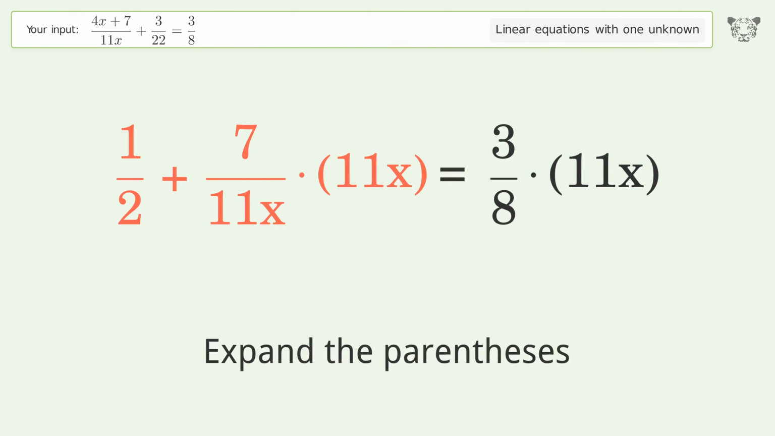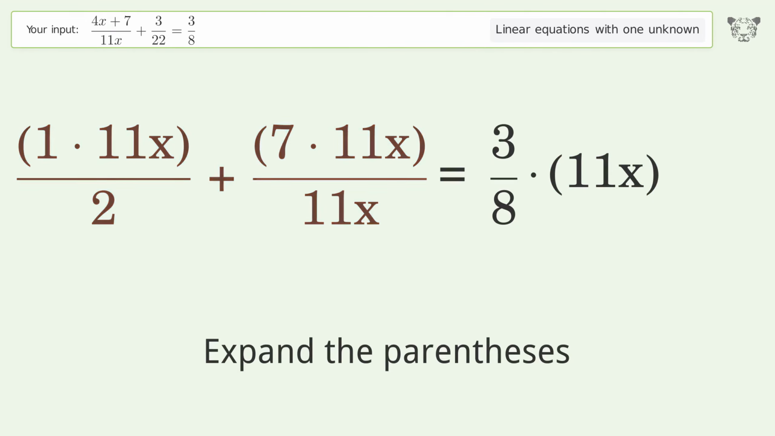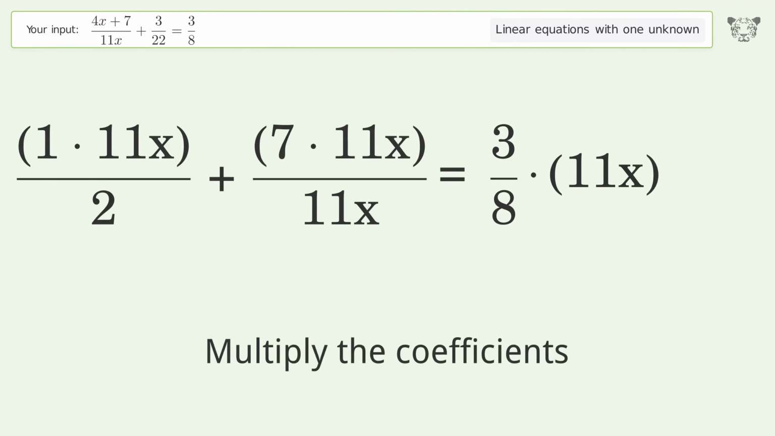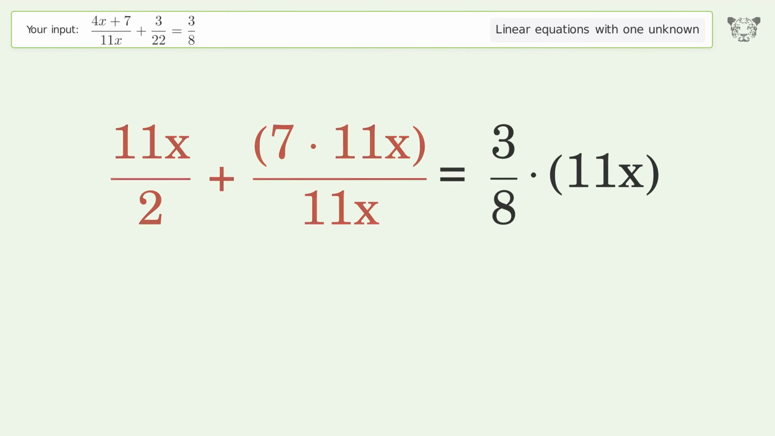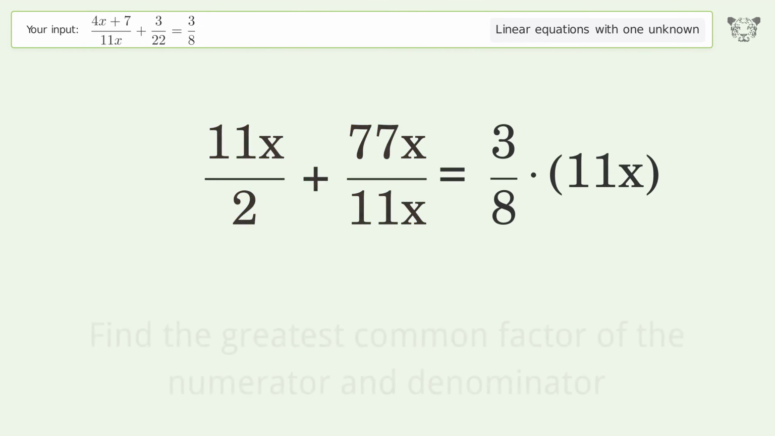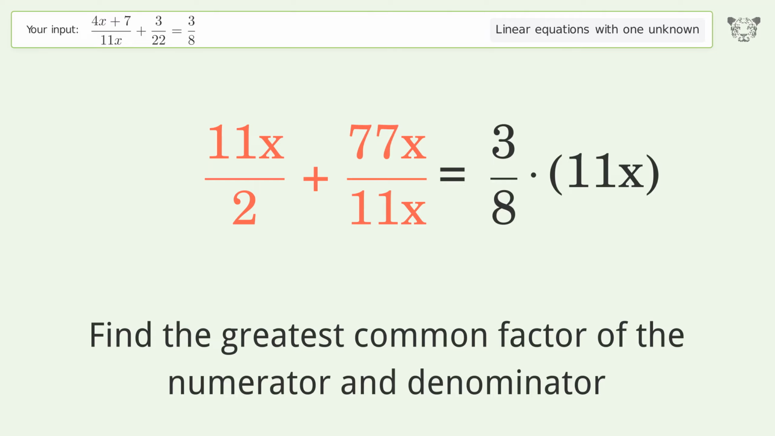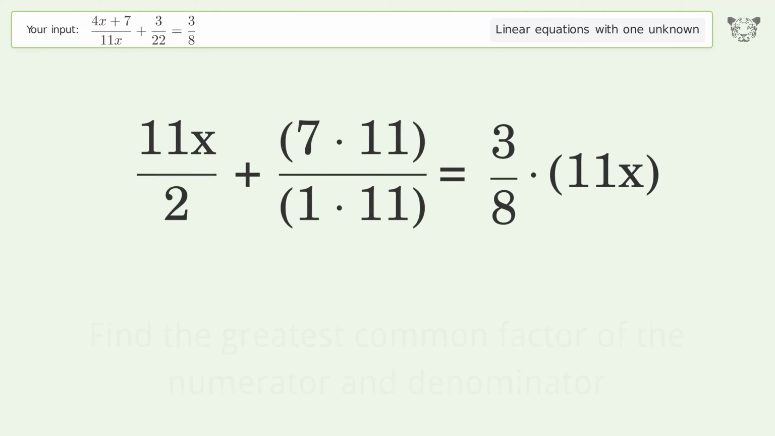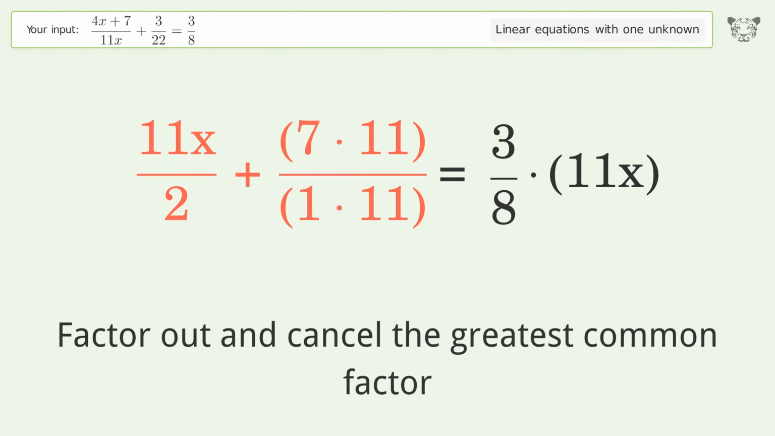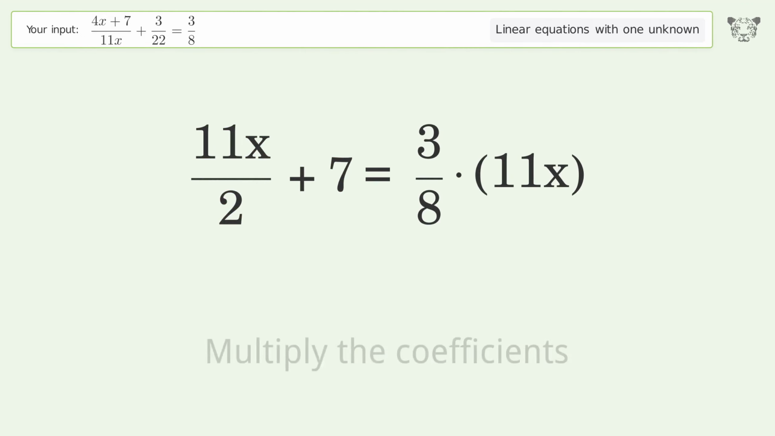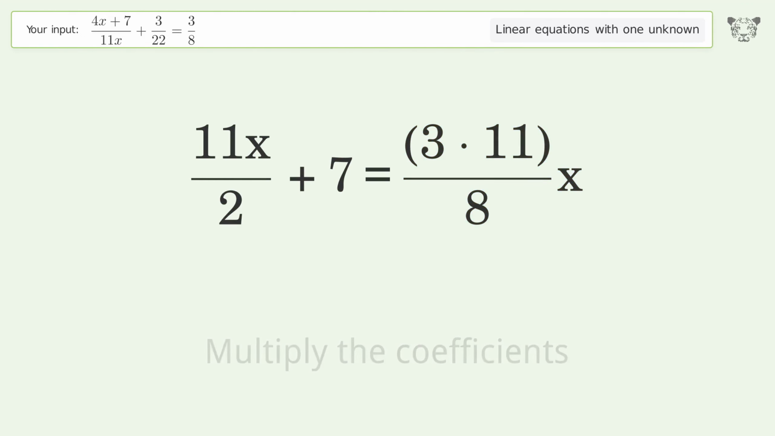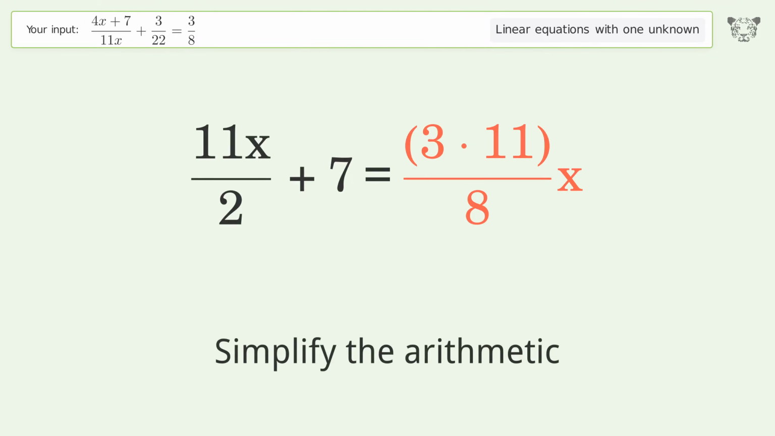Expand the parentheses. Multiply the coefficients. Find the greatest common factor of the numerator and denominator. Factor out and cancel the greatest common factor. Multiply the coefficients. Simplify the arithmetic.